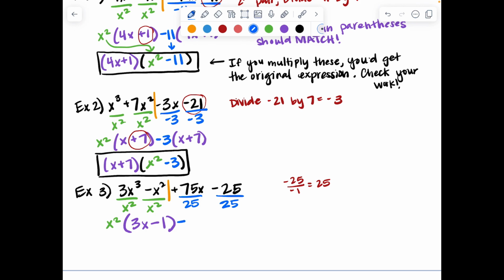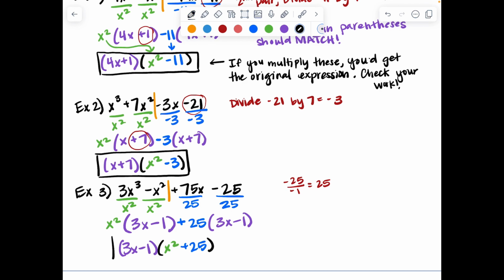So remember, we have to put a plus sign here, plus 25 since it's positive. And we end up with 3x minus 1. 3x minus 1 times x squared plus 25. That's what you'll be doing in today's practice.